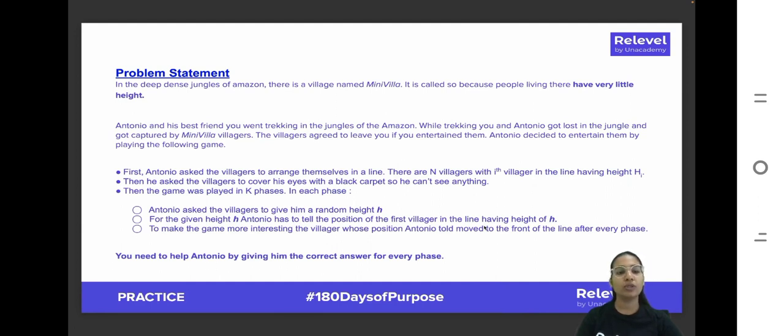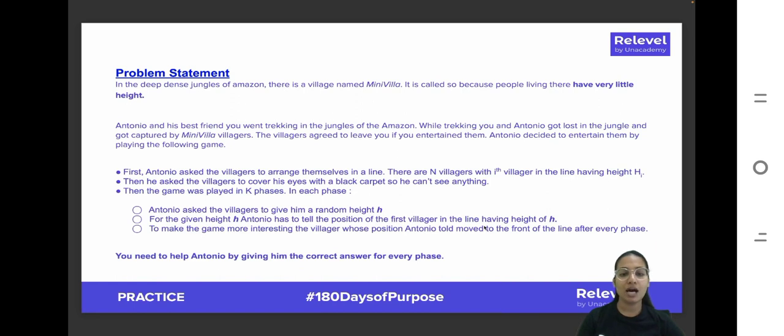First, Antonio asked the villagers to arrange themselves in a line. So randomly, the villagers, let's say there are n villagers, are going to arrange themselves on the basis of their height. Then he asked the villagers to cover their eyes with a black carpet so that they can't see anything. The villagers are going to cover Antonio's eyes. Now they are going to play the game in K phases. So essentially K phases here means K queries.